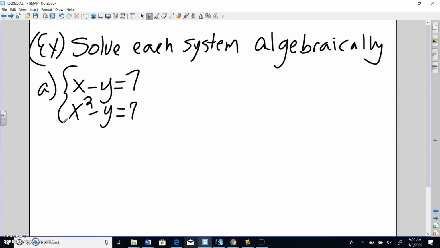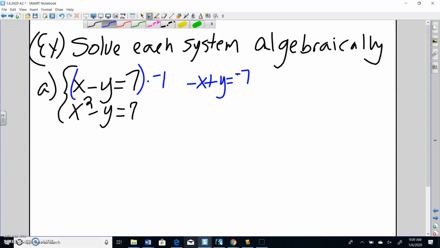So what I'm going to do is take the first equation times a -1. And then that will make that a positive y. Whatever I do to one thing in that equation, I have to do all the way across on that equation. So that's going to give me -x plus y equals -7. And then the bottom equation stays the same. It's x squared minus y equals 7.